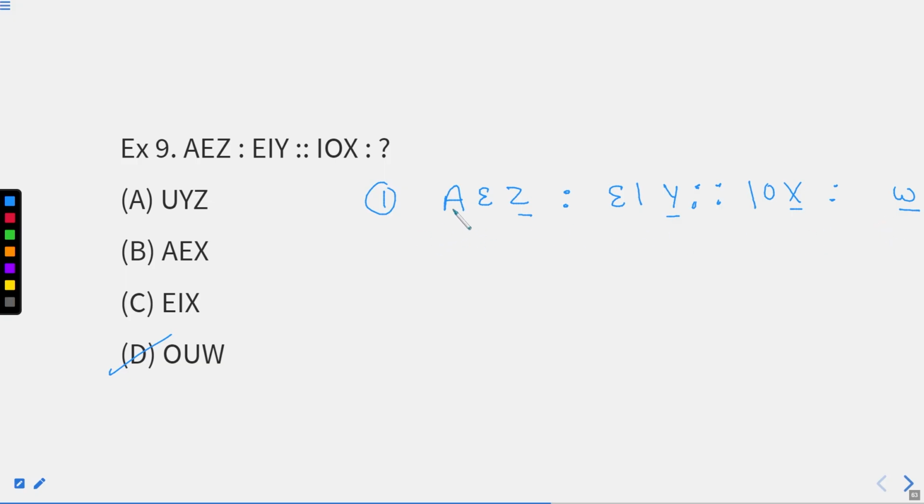You can see A, E. We know the vowels A, E, I, O, U. Don't you think this is the exact sequence of vowels? So in the first we have A, E. In the second we have E, I. In the third we have I, O. And in the fourth we'll have O, U. I hope you got this. This is option number D as well. This is the best way to find the answer.